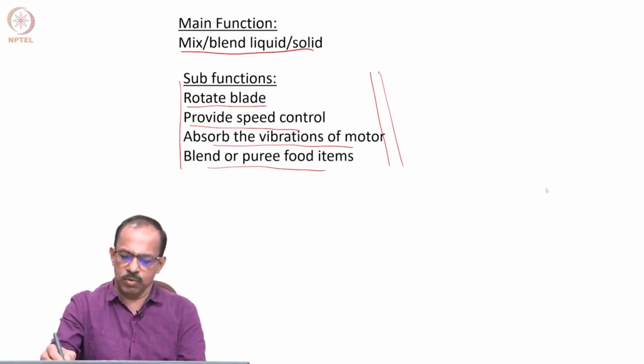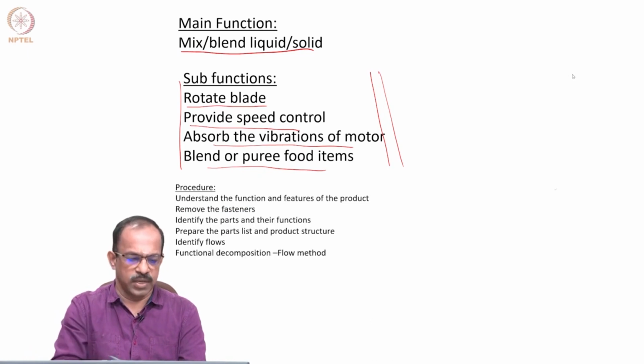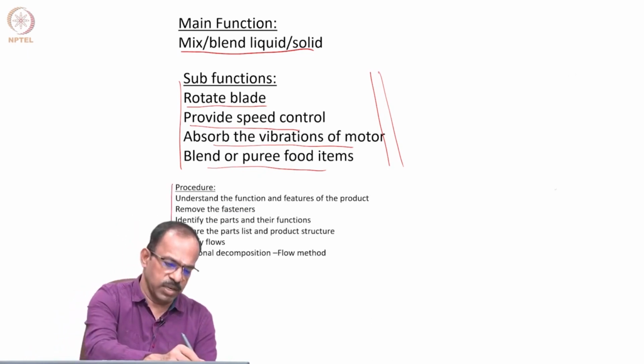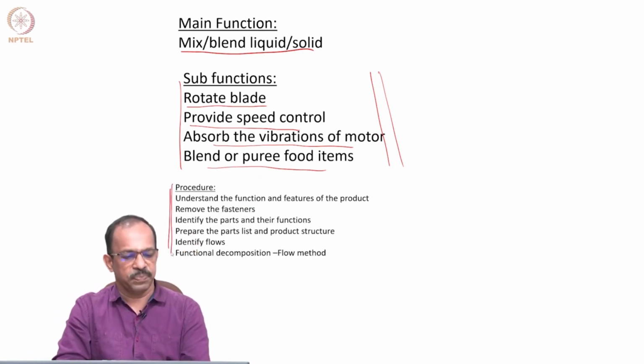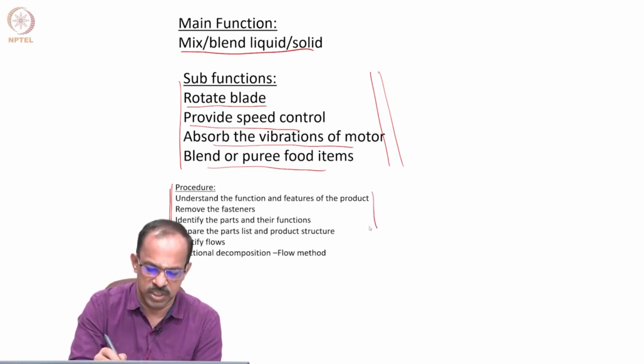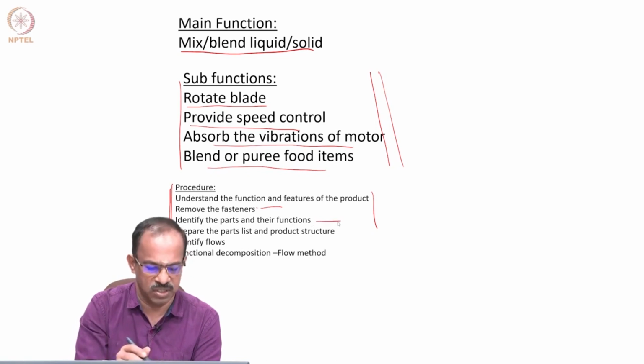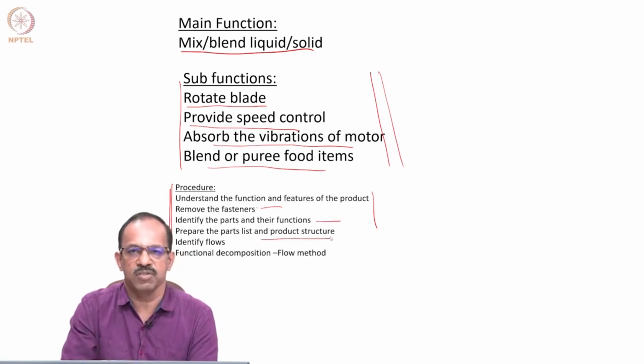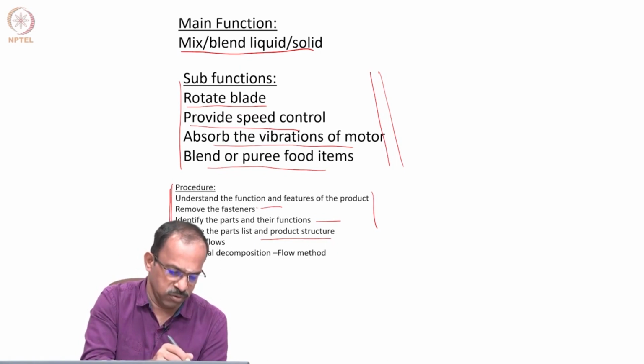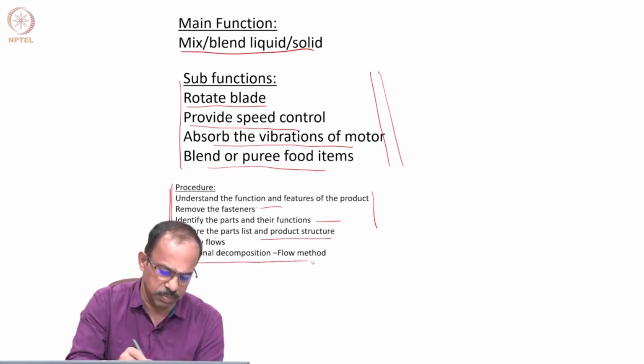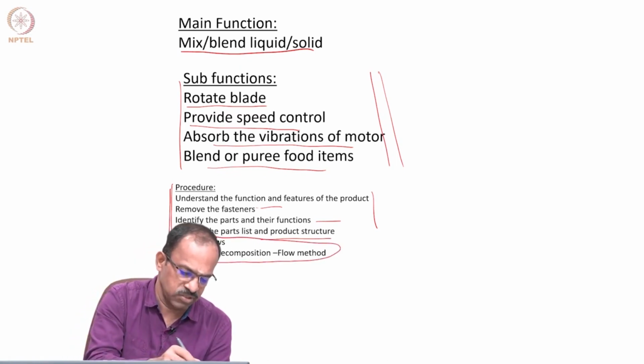And how will we do this? We will do the procedure almost the same as in all the previous cases, where we try to understand the functions and features of the product. Fasteners will be removed, identify the parts and their functions, then prepare the parts list and product structure, and identify the flow. So this is what will be different from the previous experiments or previous lab exercises.